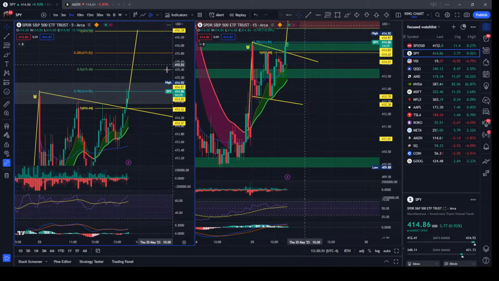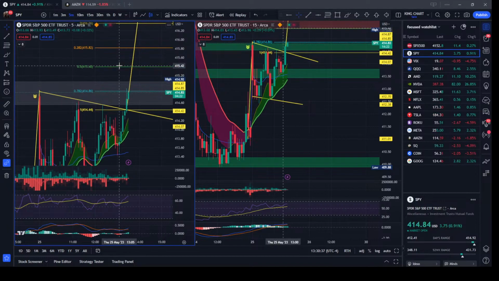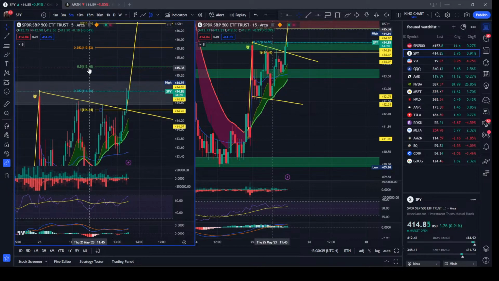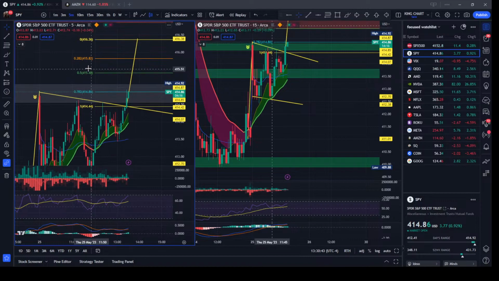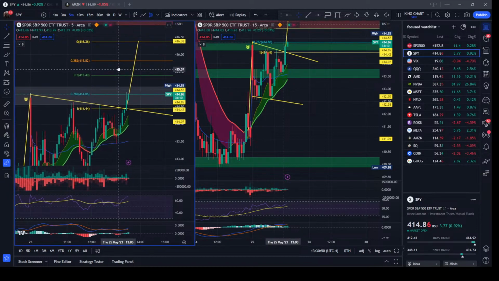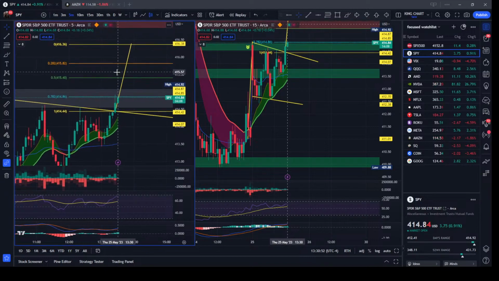Very nice, very nice. All right, we're pushing, we're pushing. My price target is going to be 415.40. I always like to start taking profits at the halfway point. And then from there we kind of hold runners to the next two targets. But looking really good, looking really strong.